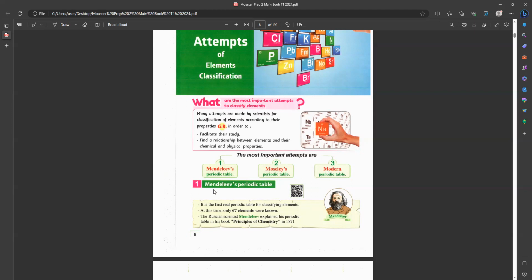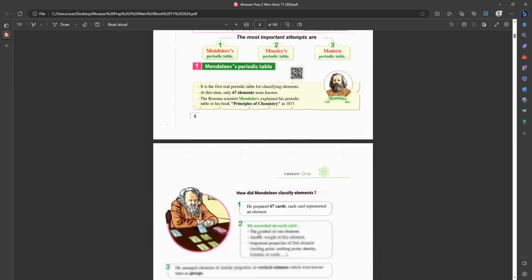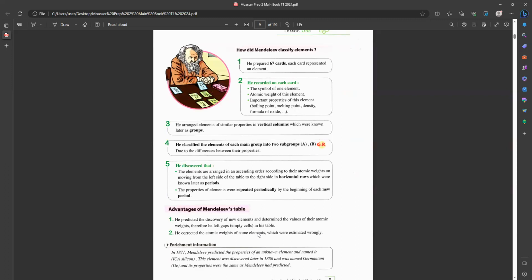We will talk about the first one, the Mendeleev periodic table. Mendeleev was a Russian scientist who made many discoveries in chemistry, and he collected his discoveries in a book called The Principles of Chemistry in 1871. In his time, the number of elements discovered was 67, not as today, when we have found 118 elements. And how did Mendeleev design his table?